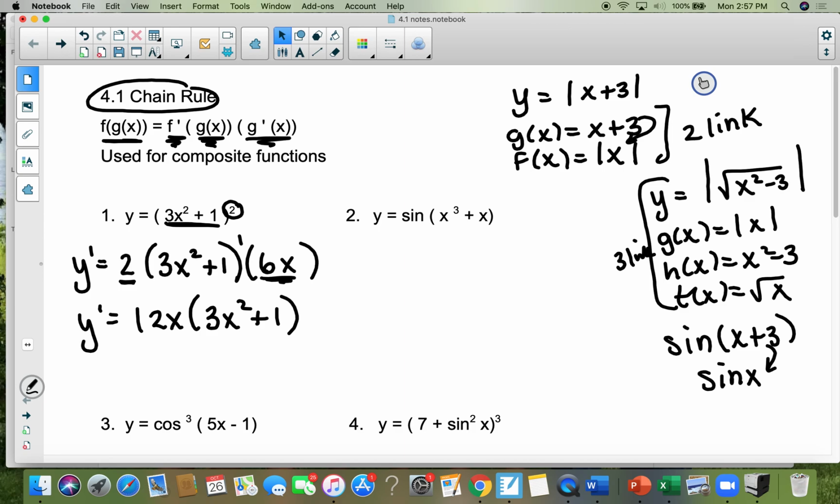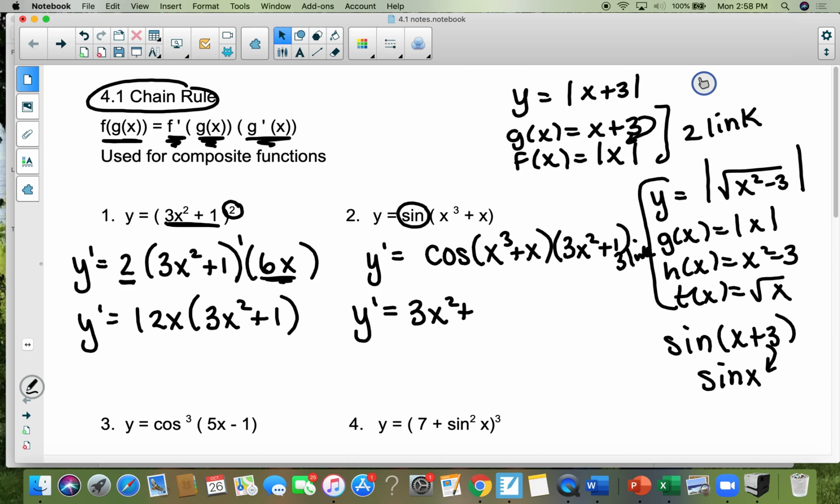Okay, the next one, y prime. You take the derivative of sine, and the derivative of sine is cosine. You leave the inside part alone, but then you take the derivative of the inside part, which is 3x squared plus 1. The 3x squared plus 1 usually goes in the front on the test, times cosine of x cubed plus x. Because remember, it used to just be the sine of x, but you replace the x with all of that, and that's why it's like that.